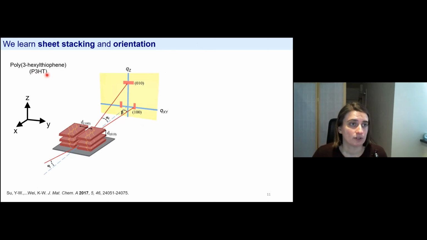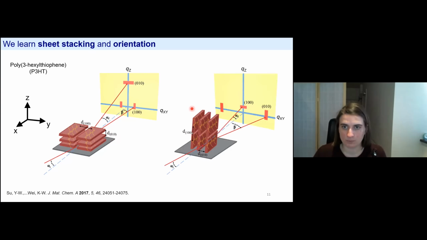This is again poly-3-hexylthiophene. We can learn how they stack, their orientation. So for example, right, if we have the d100 spacing, and then over here we have the stacking 010, you see that both of these appear in the GIWAXS. Now, if the polymer is oriented a different way, you see that these peaks once again appear. They're just now in opposite locations. So the 100, which was in QXY, now is located in QZ because of the different orientation.